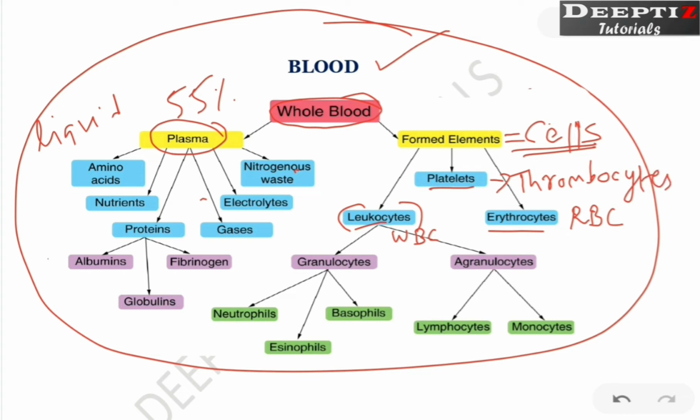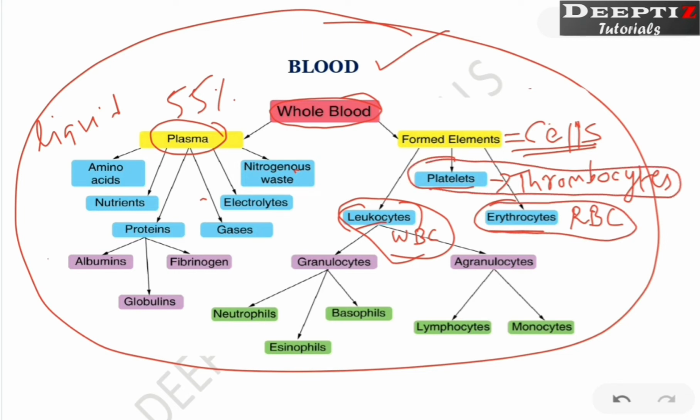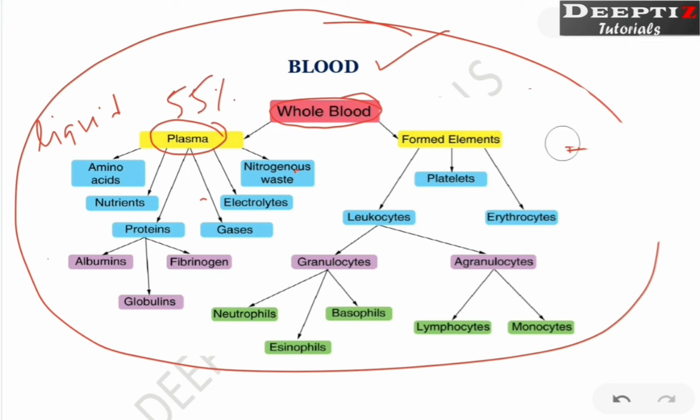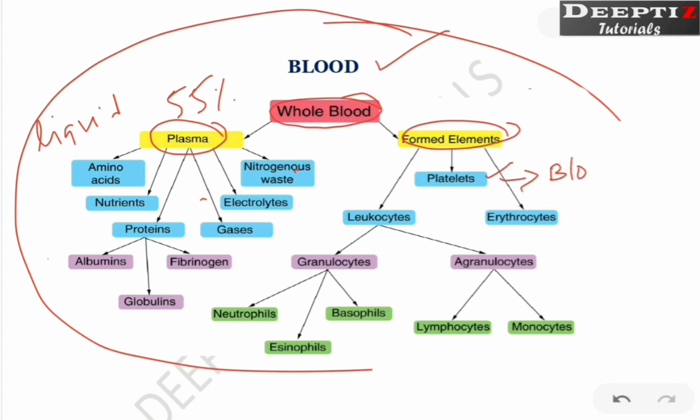So how many types of blood cells are there in our blood? WBC or leukocytes, RBC or erythrocytes, platelets or thrombocytes. You should remember this one, or else you have to note it down somewhere, right? So what are the functions of these three cells? You should remember this from these formed elements. Platelets, what is the other name I told? Thrombocytes. The function of the platelet is blood clotting.